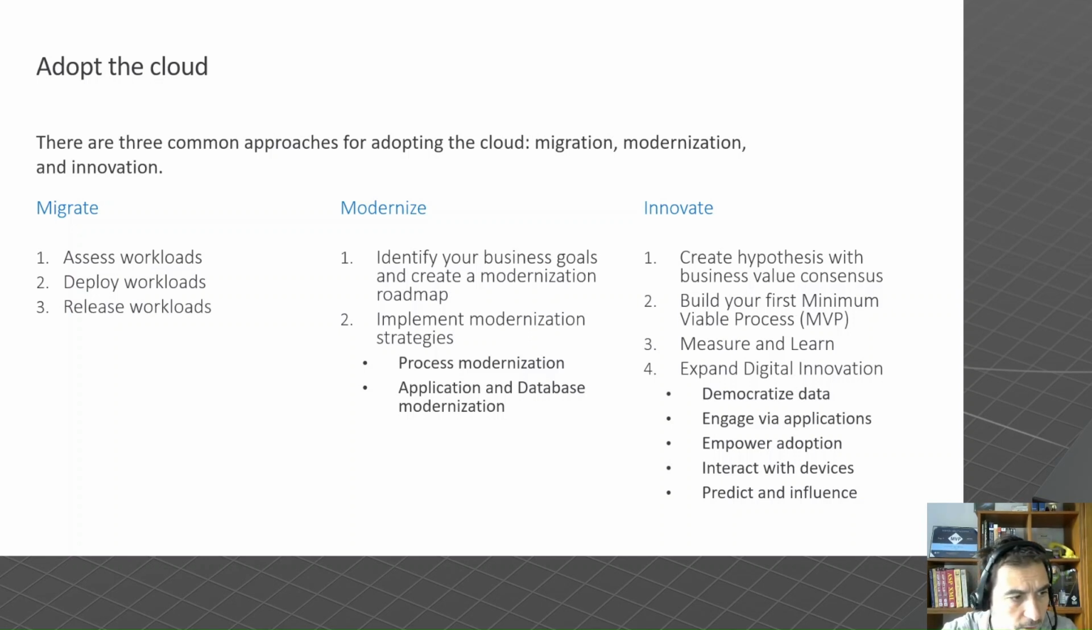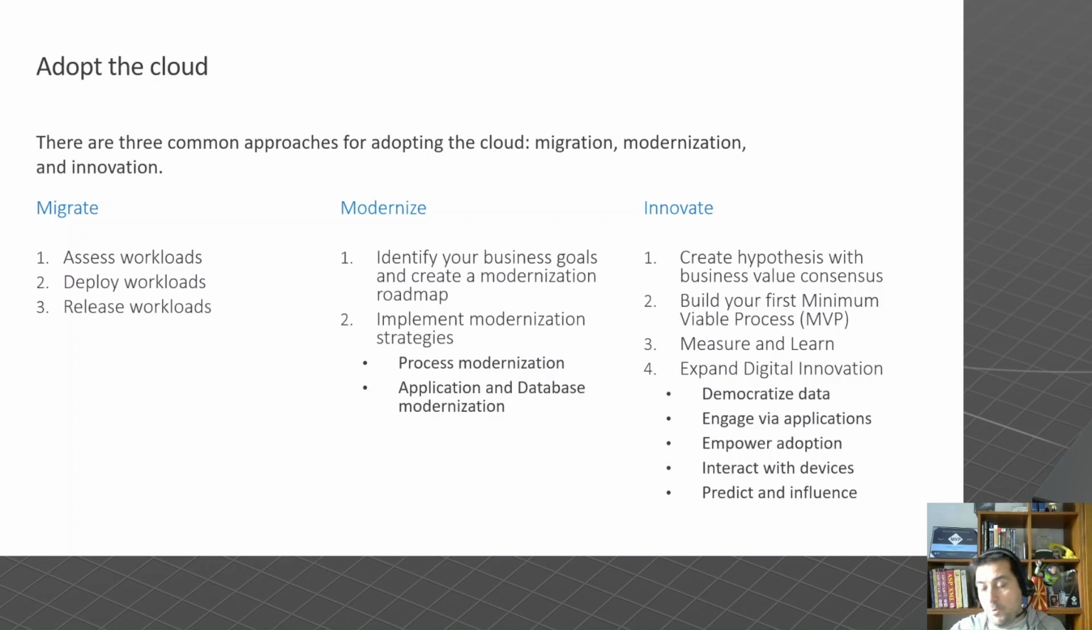On the modernize side, we need to identify specific business goals that are relevant to the application we're looking at. So this is the business alignment side that happens in the first phase. We determine which workloads we need to actually modernize and how we're going to do the modernization, right? Per workload in this case.